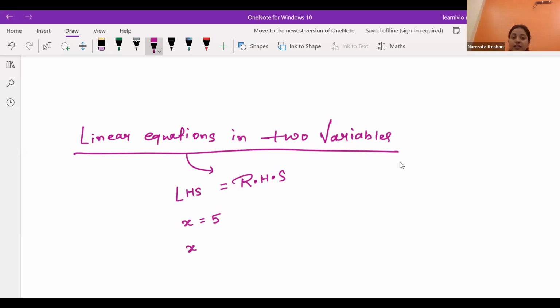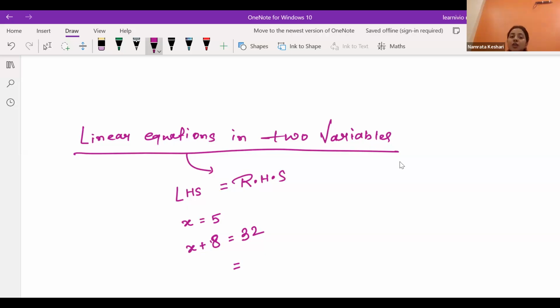If I write x plus 8 is equal to 32, is it an equation? Of course, it is an equation. There is an equality sign. So wherever we have an equality sign, no matter what you have on the left side, no matter what you have on the right side, it's an equation.